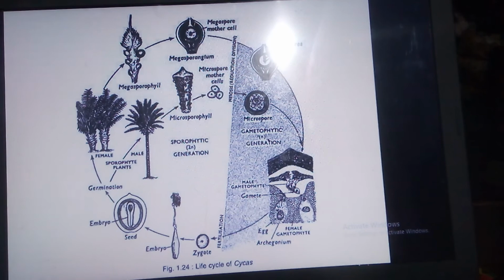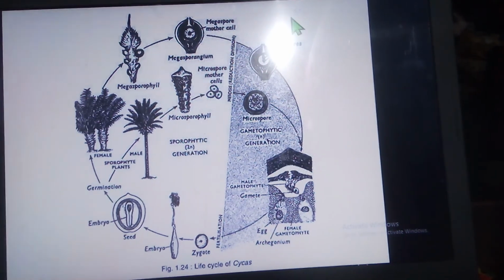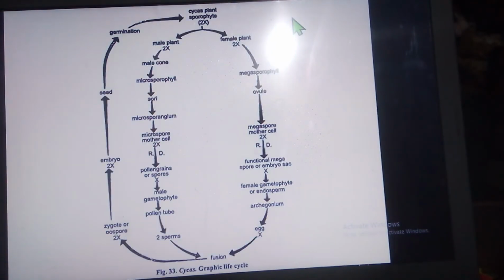So this is a diagrammatic representation of the life cycle of Cycas. We can see here the graphic life cycle is also the same, where we have the sporophytic generation and the gametophytic generation.